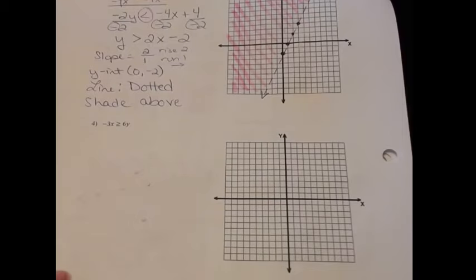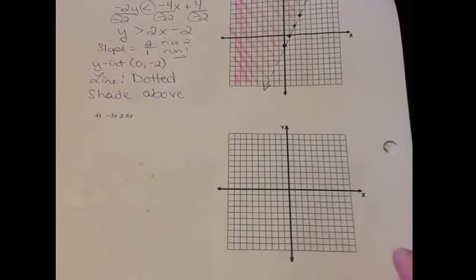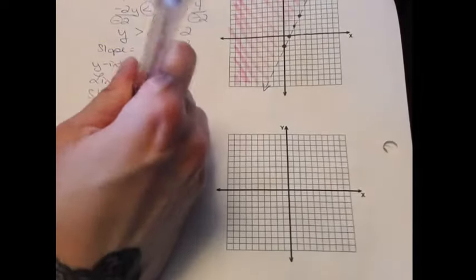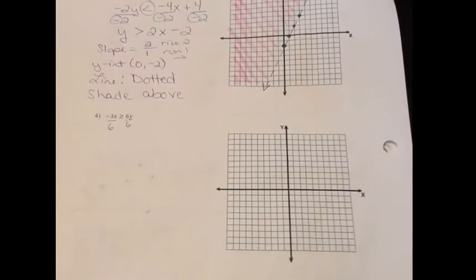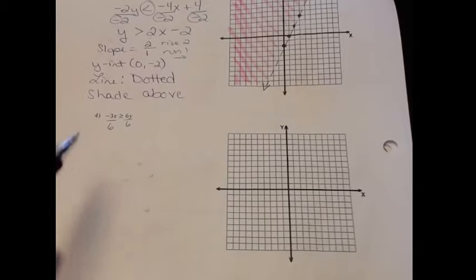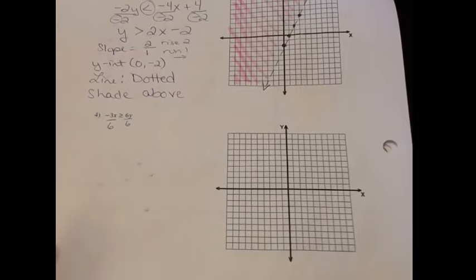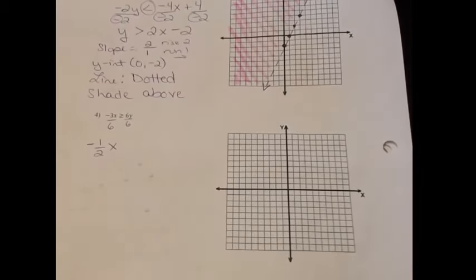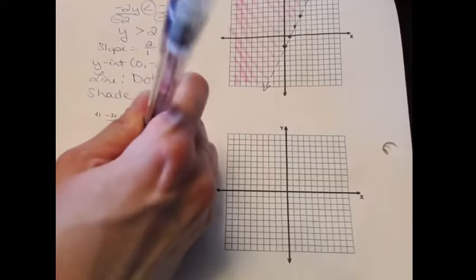Okay, let's take a look. Oh, we've got lots of answers coming in. Let's check it out. So we have 3x is greater than or equal to 6y. Okay, first things first, divide by a positive 6. Because I'm dividing by a positive 6, I don't need to flip the direction of the inequality symbol. What I will do is I'm going to say that -3/6 reduces to -1/2. So we have -1/2x is greater than or equal to y.